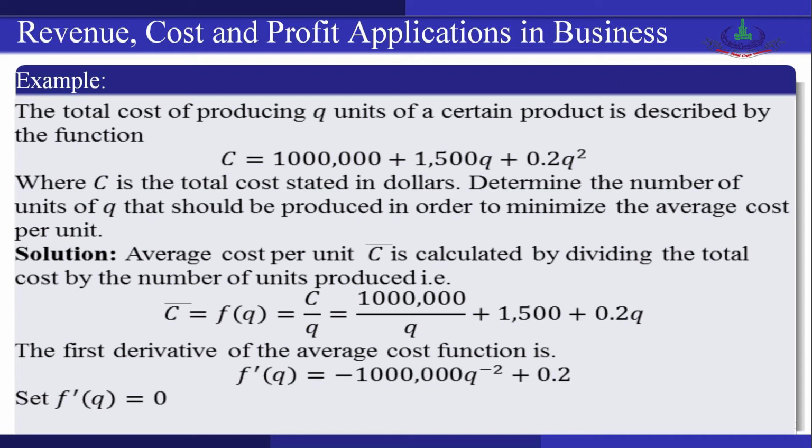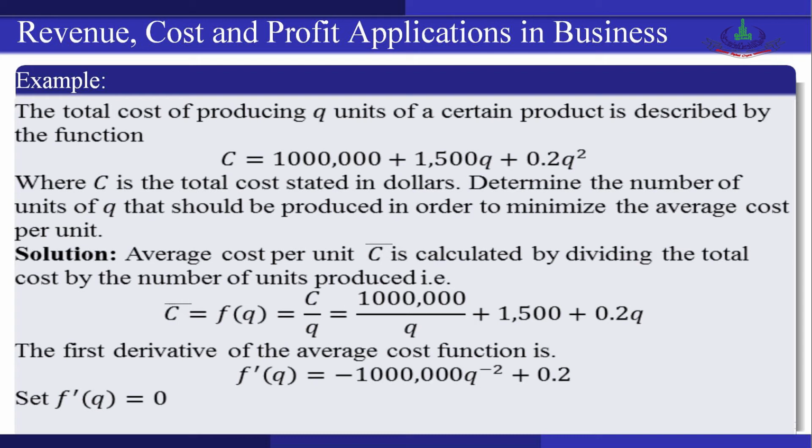The average cost per unit is denoted by C bar, and it is calculated by dividing the total cost by the number of units produced. That is, C bar is equal to f of Q, and it is given by C divided by Q. So we divide the C function by Q, and we get 1 million divided by Q plus 1500 plus 0.2 Q. Now we take the first derivative of the average cost function, and it is given by f prime of Q, and it is equal to minus 1 million Q raised to the power minus 2 plus 0.2.